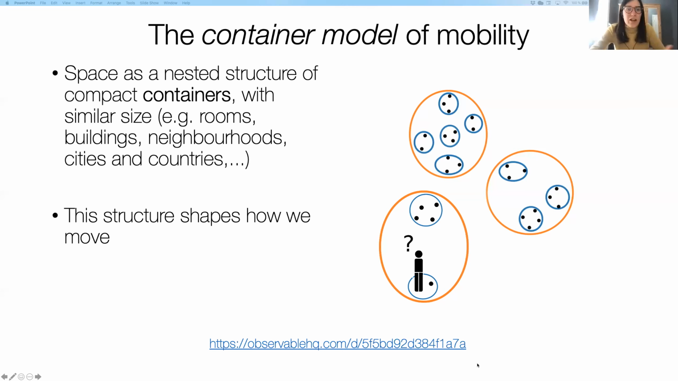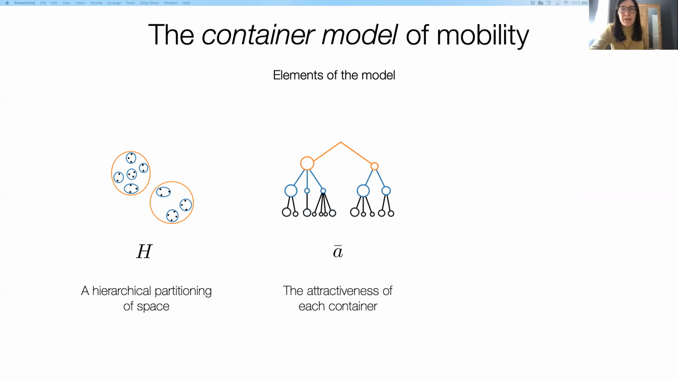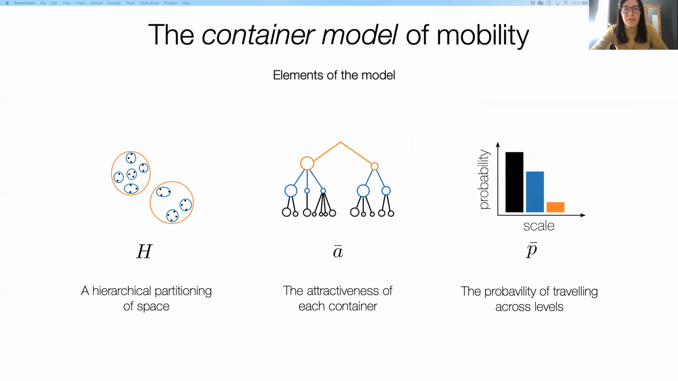And this is a generative model that we also have an interactive visualization of. Here it is in Observable notebooks, and I encourage you to explore. And the idea is that this model has 3 characteristic elements. So the first element is the hierarchical partitioning of space. The second element is the attractiveness of each location. So some places are more attractive than others, or some containers are more attractive than others. And then the final element is the probability of transitioning at different scales.